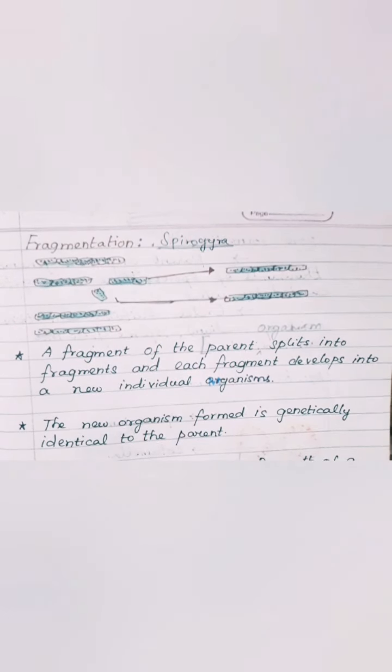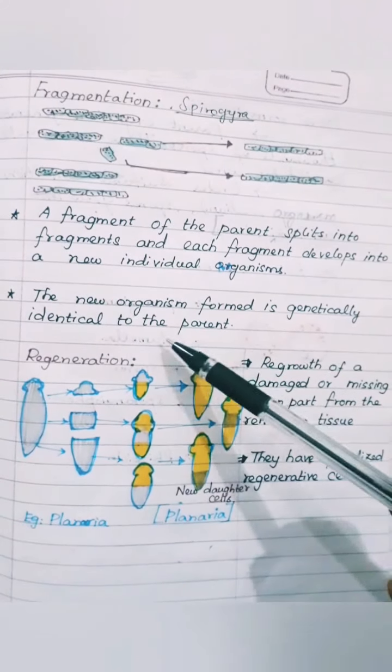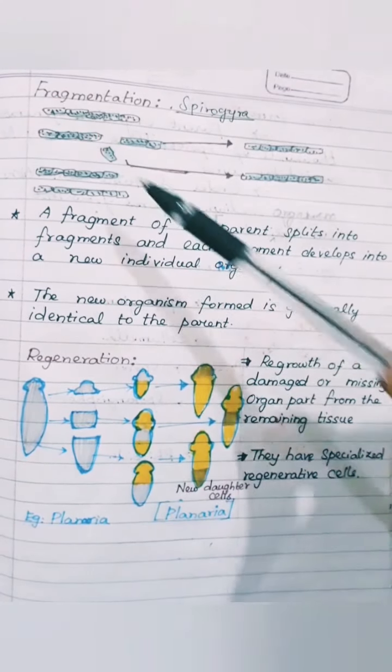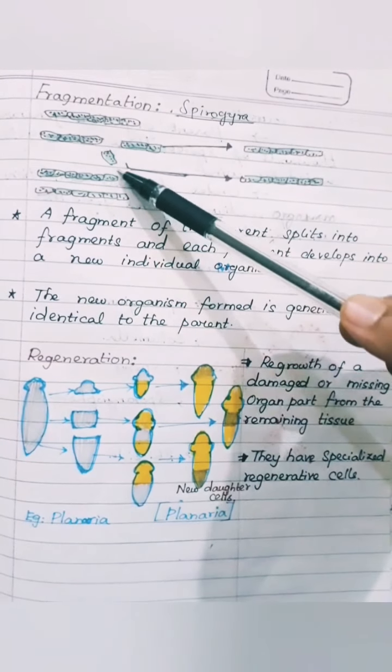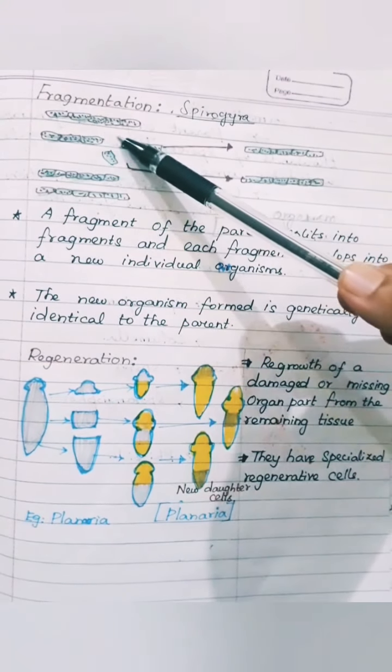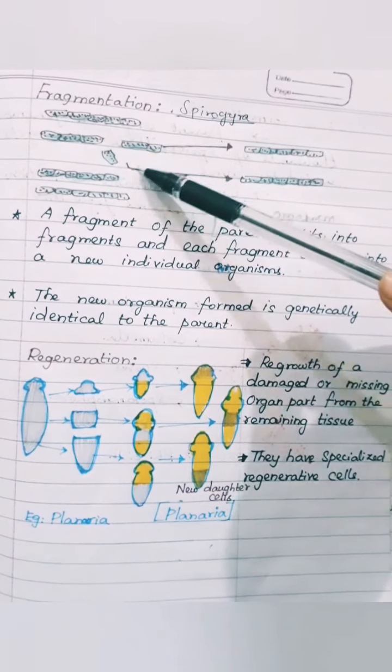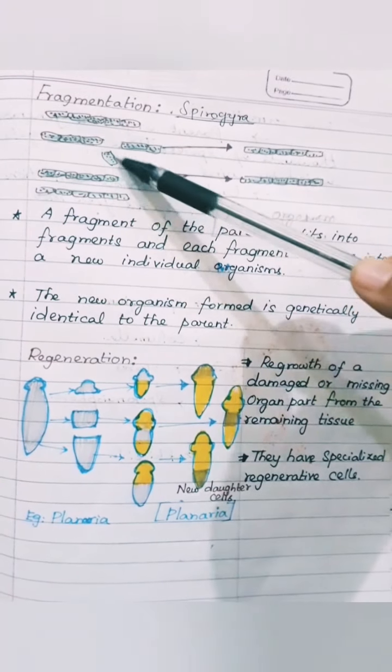Okay. The new organism formed is genetically identical to the parent. Why? Because this develops from the parent organism. So the parent will be having one set of DNA. The same DNA will be in this fragment also.